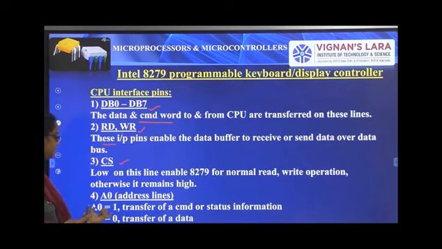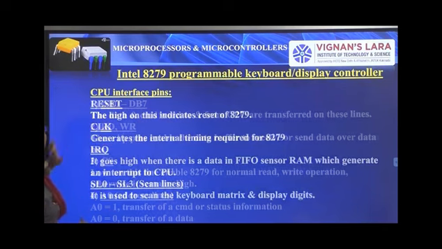A0 address line. When A0 is 1, there is transfer of command or status information. When A0 is 0, there is transfer of data. Whenever A0 is 1, the 8279 transfers status or an address to the 8086 microprocessor. Whenever A0 is 0, it transfers the data.